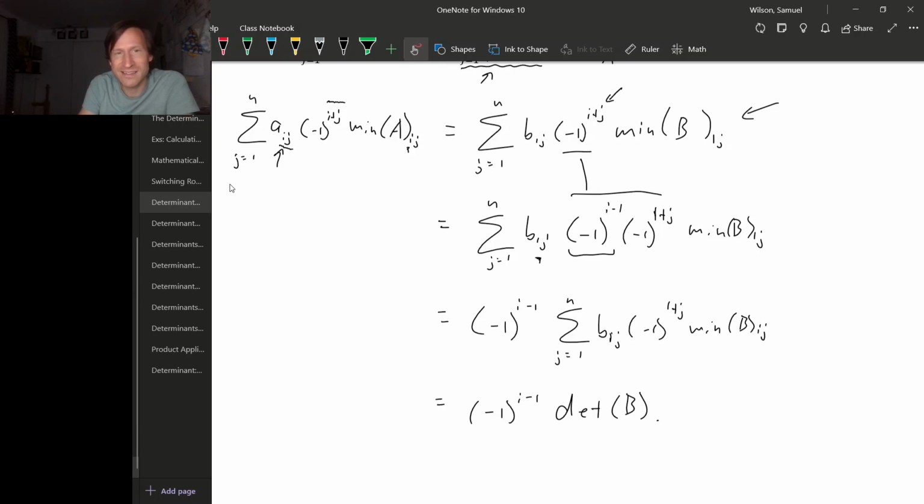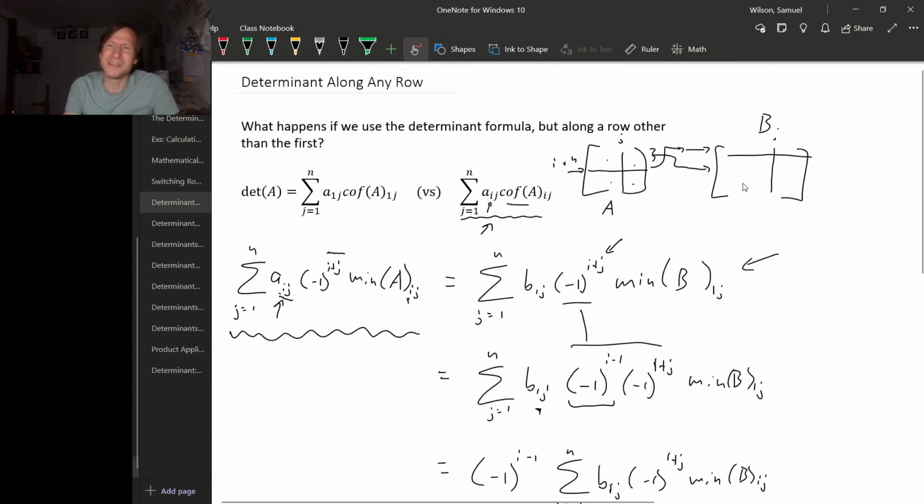Okay, so we got this expansion that looks like a determinant but isn't because it's along the wrong row, is equal to -1 to the i minus 1 times the determinant of b. But look, if we look up at the determinant of b, how can we turn A into B by switching rows? Well, to turn A into B, we need to move the ith row to the first row. So we can switch the ith row with the row before it, and then switch it with the row before that, and the row before that, and so on. And that does exactly this permutation of rows.